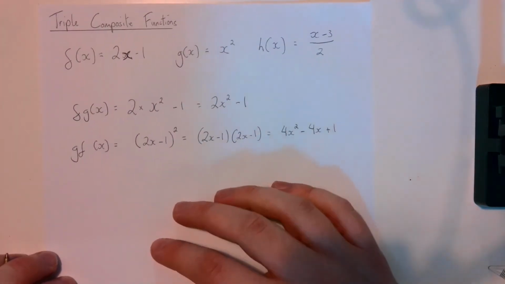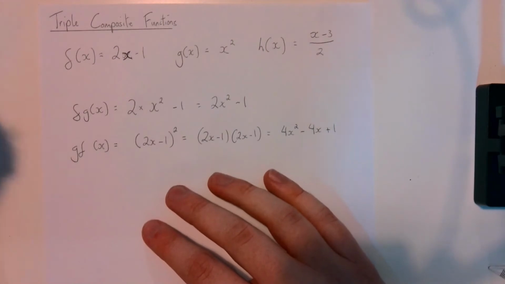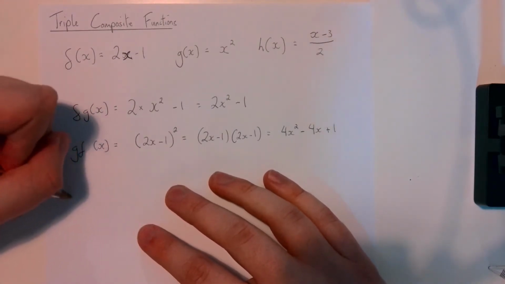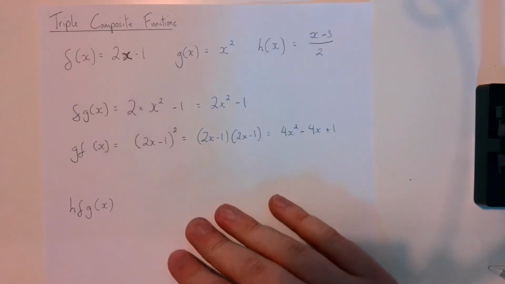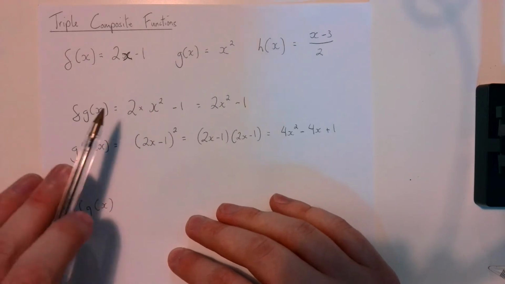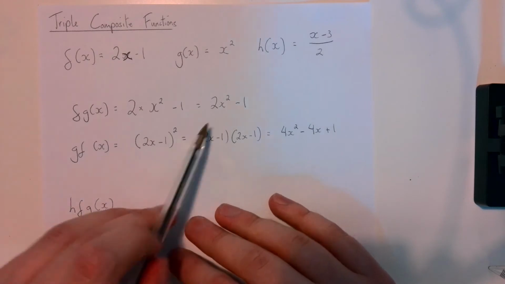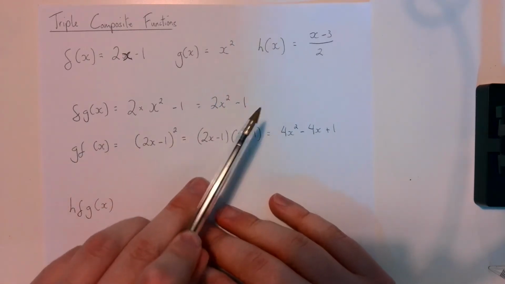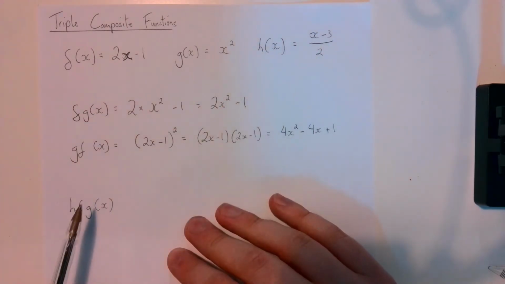Now, if I'm going to be doing a triple composite function, it means I'm just going to be doing it one more step. So let's start by doing, I think, hfg of x. Let's go for that one there. That means I'm going to start with g of x, put it into f of x, and then put all of that into h of x. So we actually already know what fg of x is. So I can have that fg of x already. We have 2x squared subtract 1, and we're going to be putting that into x subtract 3 over 2. So that's the fg of x.